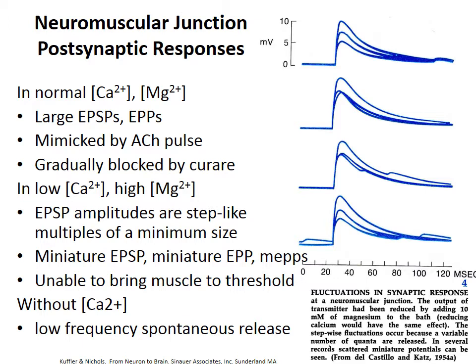In the 1950s, recording from the frog neuromuscular junction, Fatt and Katz observed that nerve stimulation produced a large amplitude excitatory postsynaptic potential, which could bring the muscle to threshold and cause a muscle action potential and contraction.